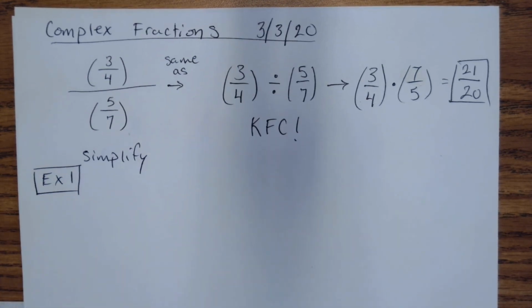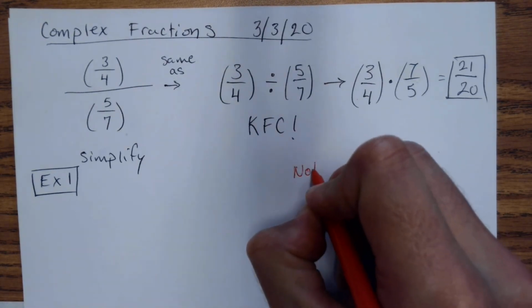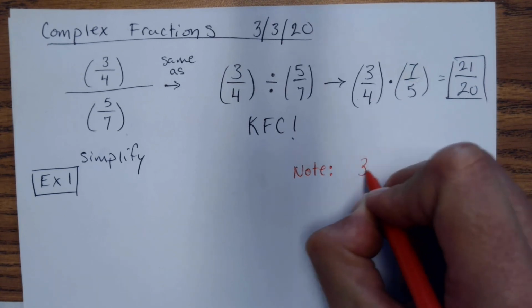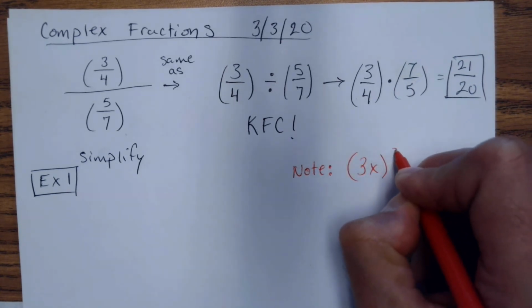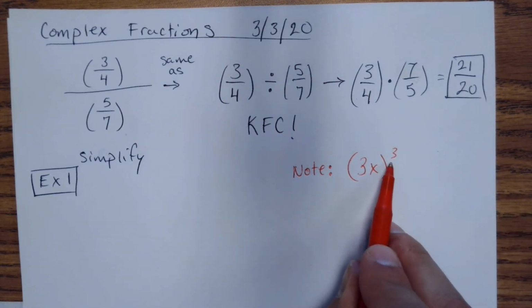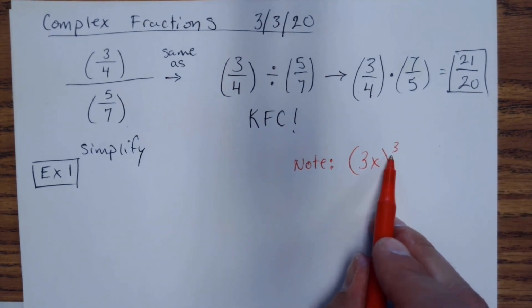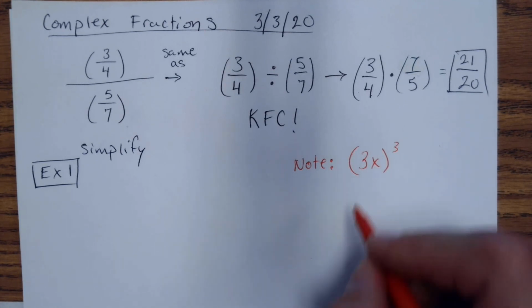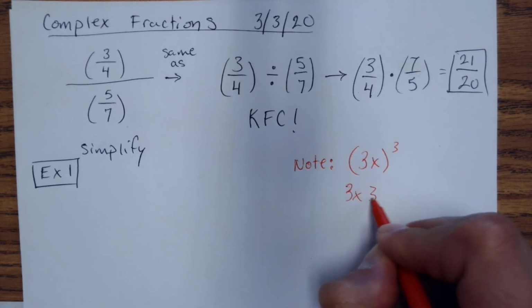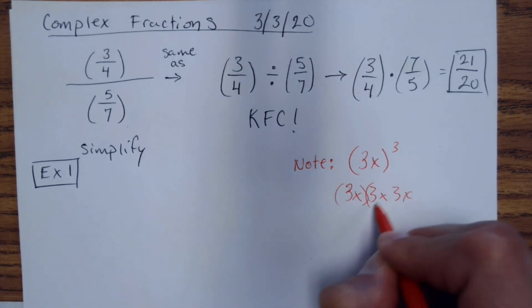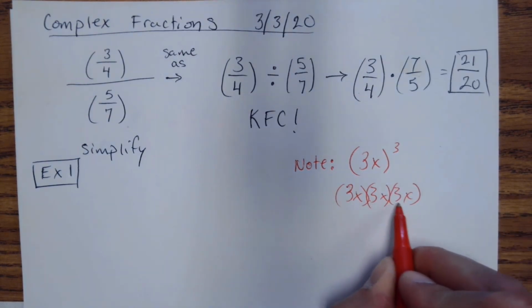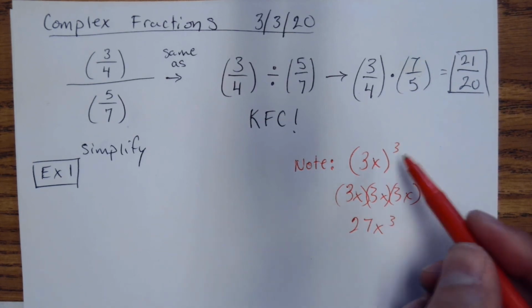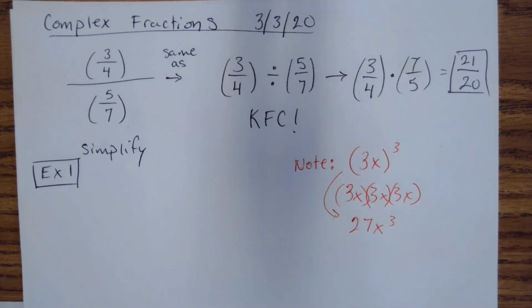I guess just as a note on the side, if we have 3x with parentheses around it and it's raised to the third, do we remember what this is? Yes. So the long way is writing 3x, 3x, 3x. 3 times 3 is 9, times 3 is 27. x times x times x is x cubed. So this is the same as 27x cubed.